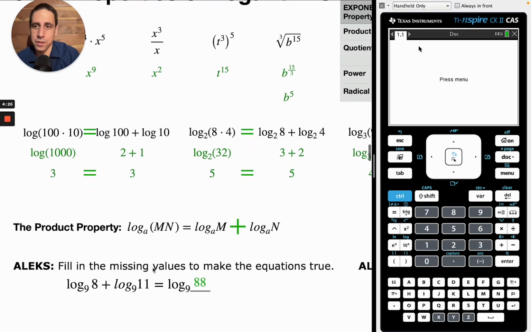So how this might look on alex.com would be, the instructions would say something like, fill in the missing values to make the equations true. Log base 9 of 8 plus log base 9 of 11. Well, you notice here the bases are the same, so we can use this property, and we can start on the right-hand side and go back to the left and say that log base 9 of 8 times 11 is 88. You would just have to recognize that there's addition on the outside, so therefore that turns into multiplication on the inside.